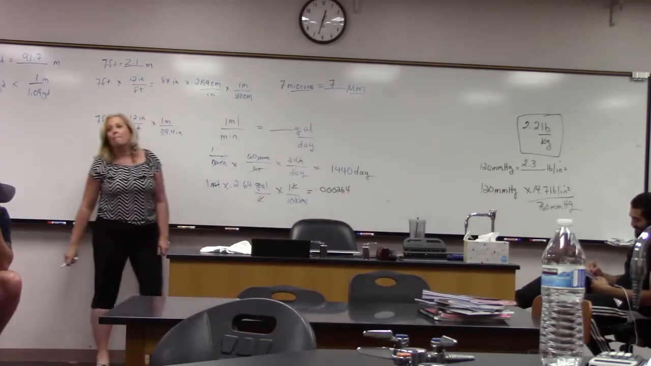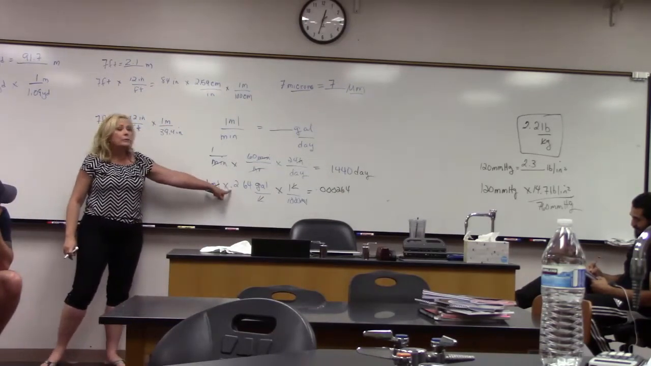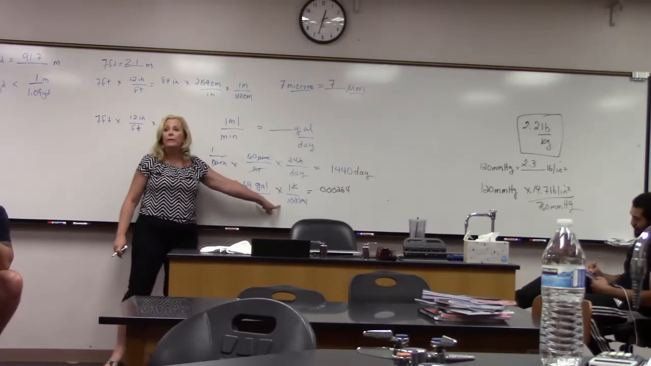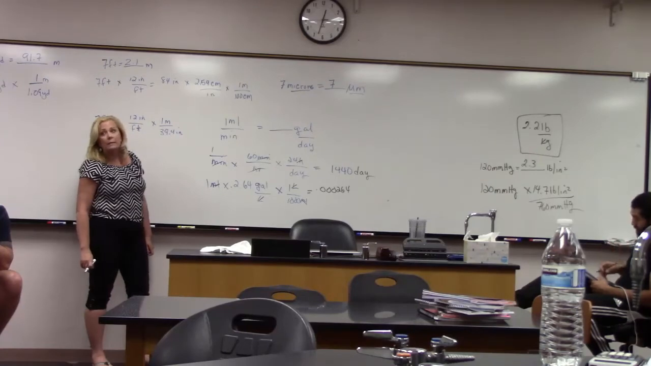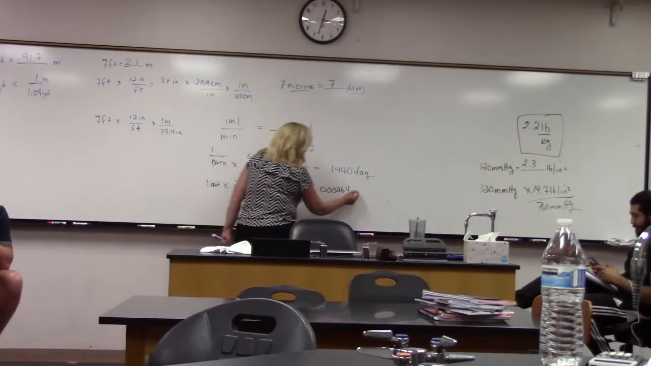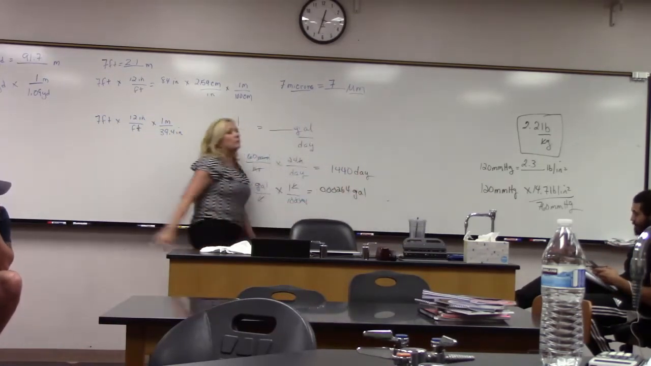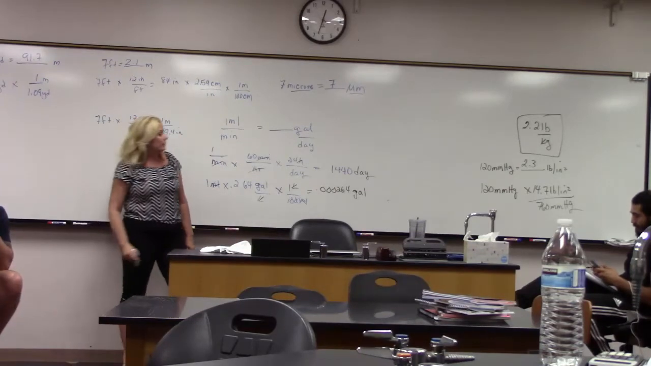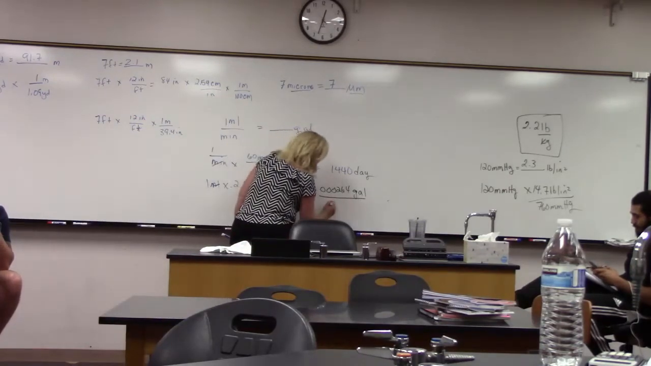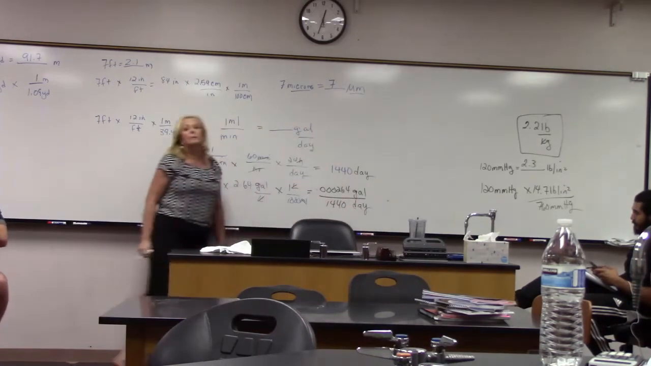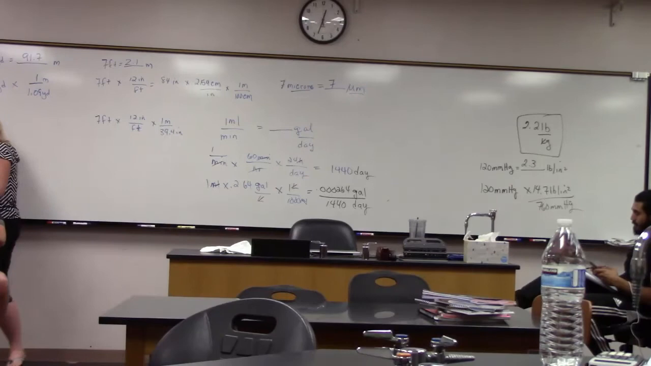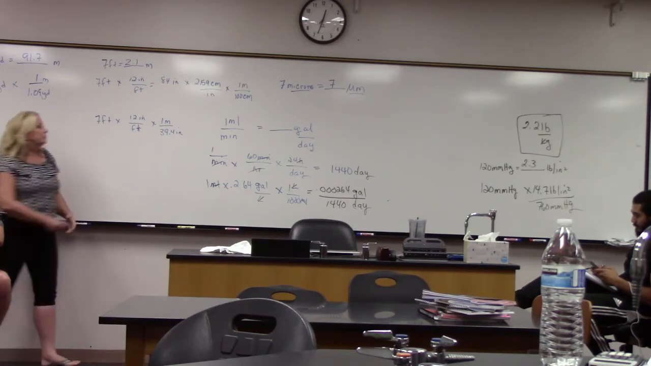Yes? 0.264 divided by 1,000 is 0.000264 gallons, yes? Okay. So you're going to take these two numbers and divide. So 1440 gallons per day, yes? Okay. And what's your answer? 0.38. Okay.